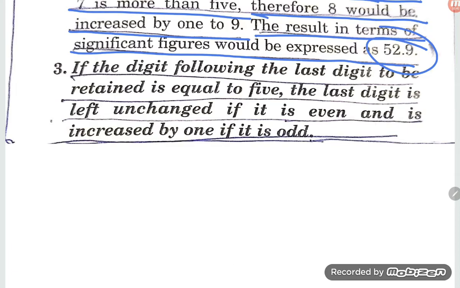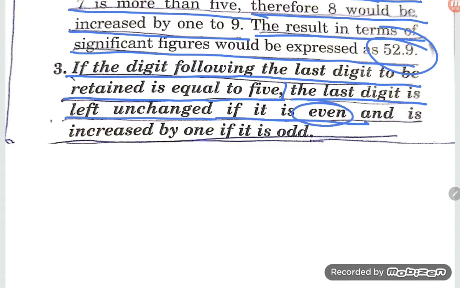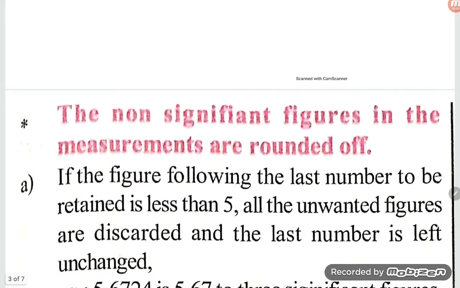Last rule. If the digit following the last digit to be retained is equal to 5, student, the last digit is left unchanged if it is an even number. In case of an even number, we do not have to change it. If the last digit is 5, it is increased by 1 if it is an odd number. So let us see, student.